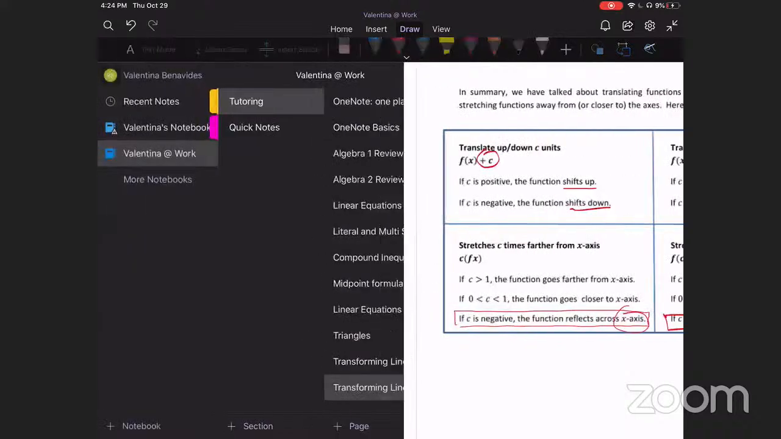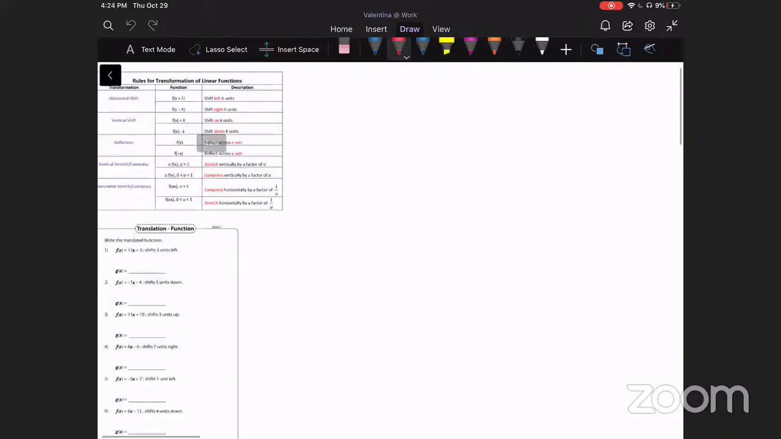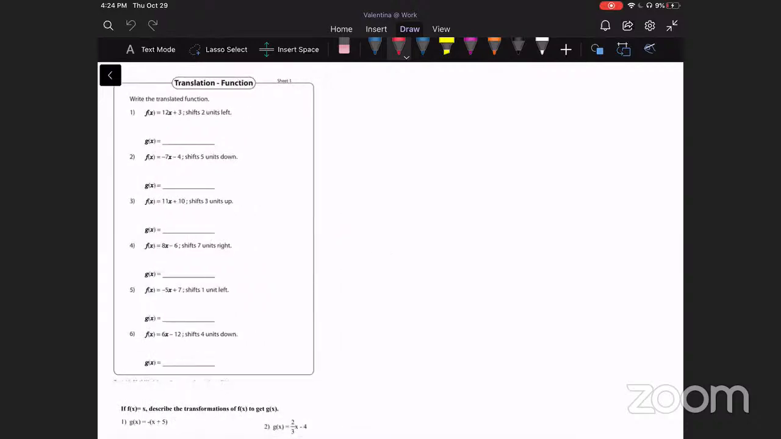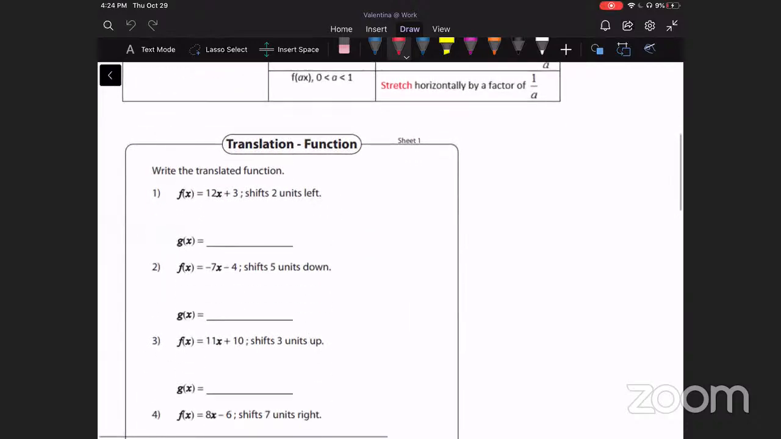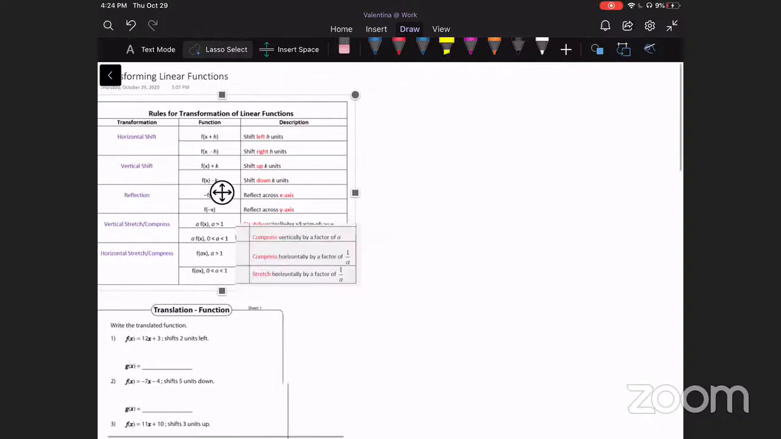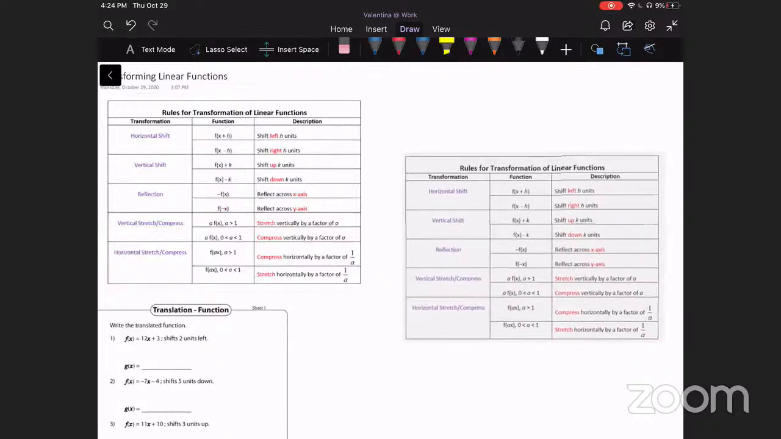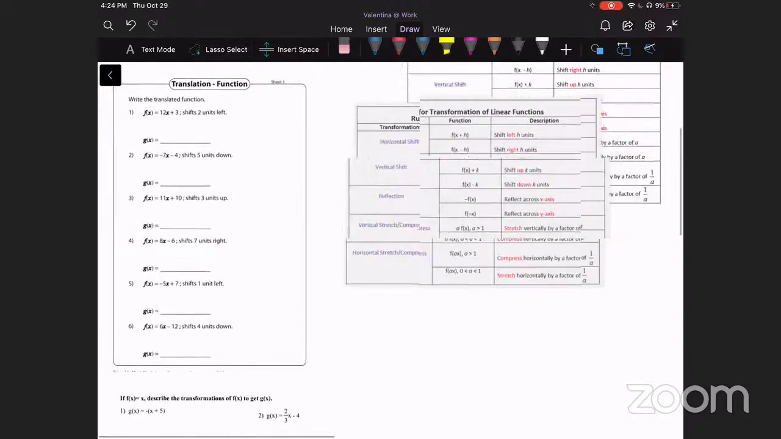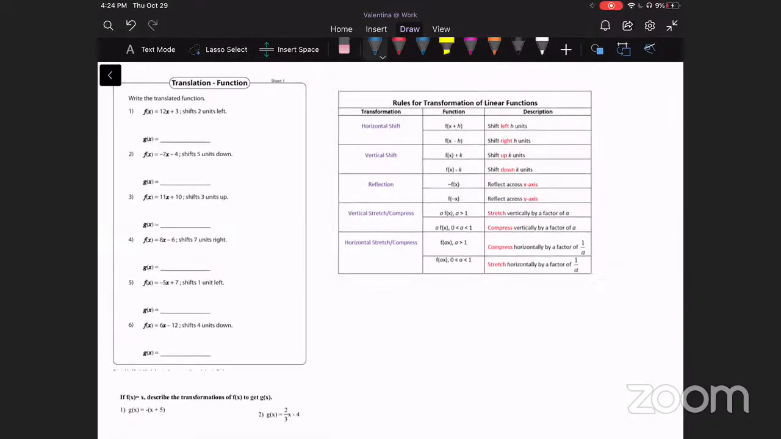So I have some problems we can work on. I guess we can start with these, and then I have some more complicated ones on the other one. So let's just look at these. And then I have another summary here, which let me try to select. Okay, let me move it here so it's closer. So let's take a look at this.